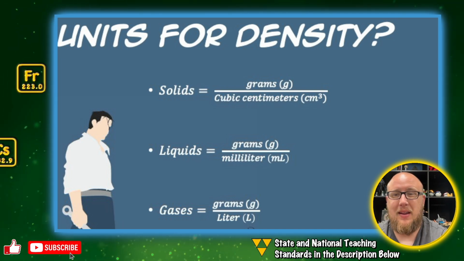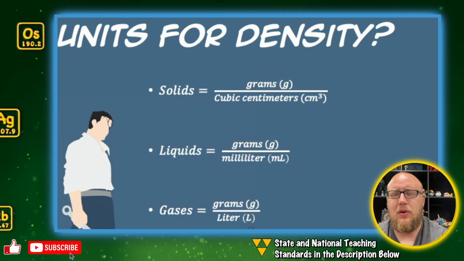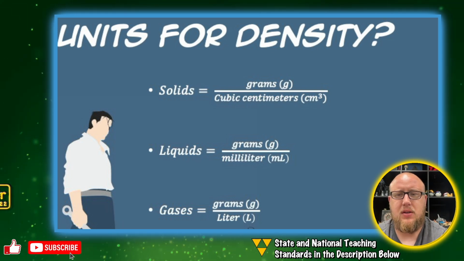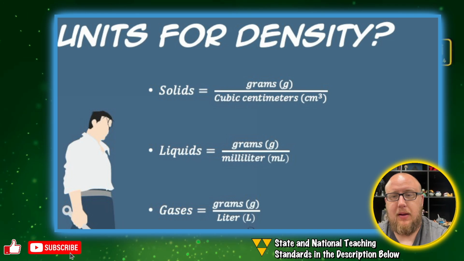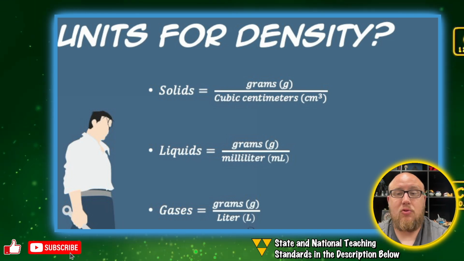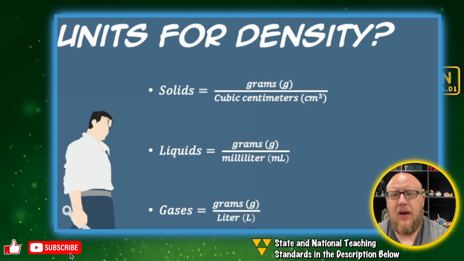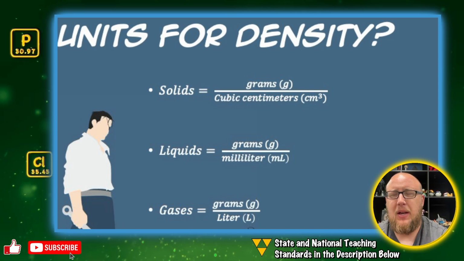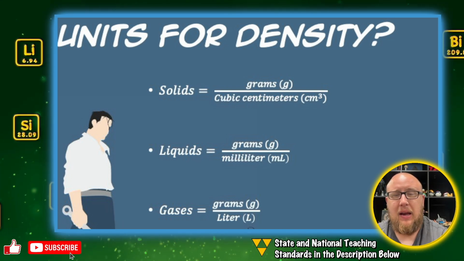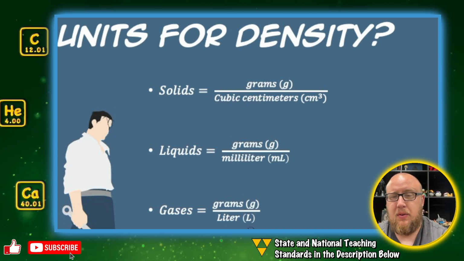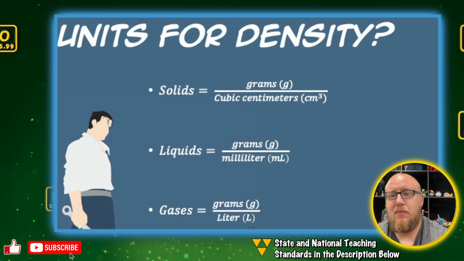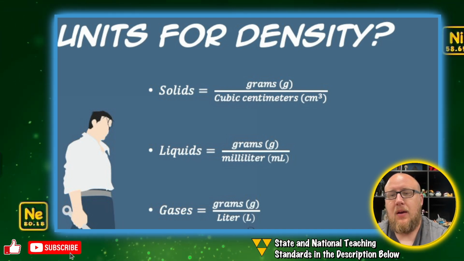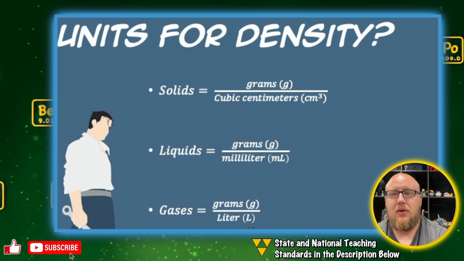If it's not in that, you need to convert before you even do any of your other calculations. If it's a liquid, it needs to be in grams per milliliter. And if it's a gas, it's grams per liter. So if I'm given so many milliliters of a gas, and I'm given the mass of it, the grams, I still got to convert those milliliters of my gas to liters before I do my density calculation.